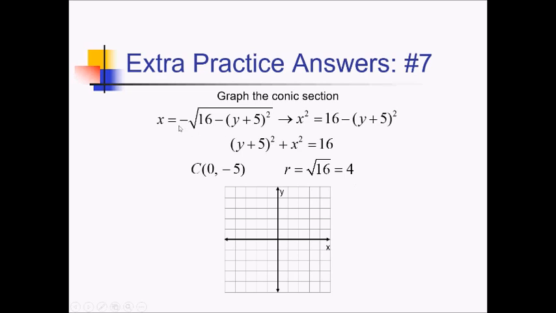The square root is negative over here. X equals a negative square root. That tells us that we are graphing the left half of the circle. The x tells us it's a left-right kind of deal. The negative tells us which one.